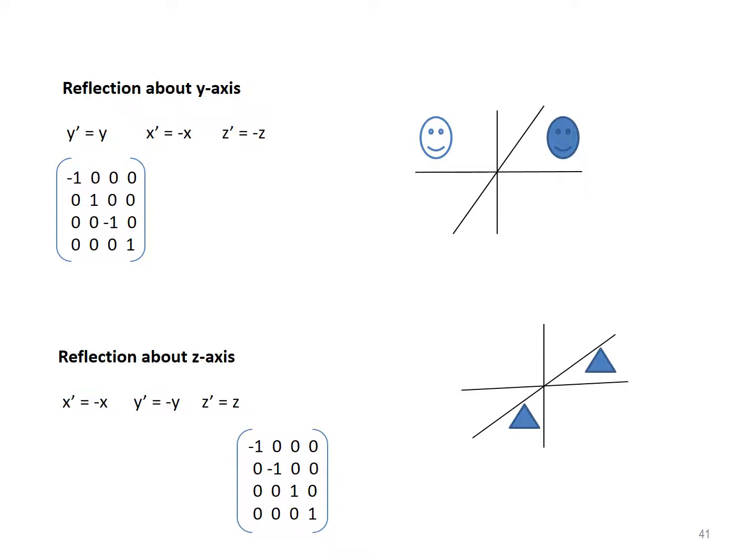Reflection about the z-axis. When you see the figure, the triangle is rotated about the z-axis by 180 degrees. And the resultant coordinates are x dash equal to minus x, y dash equal to minus y, z dash equal to z. And the matrix is represented as below.